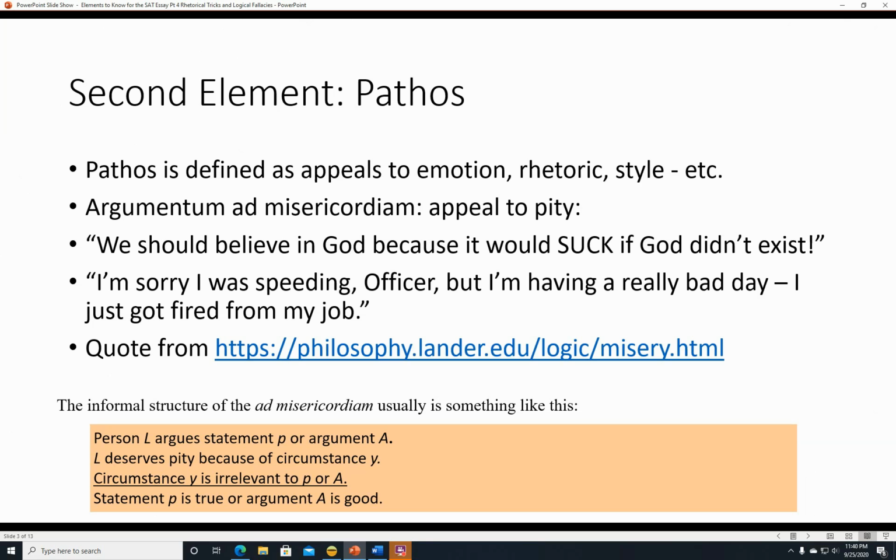So that would literally be, I'm pathetic, I'm sad. So one argument might be, we should believe in God because it would be really horrible. It would just suck if God didn't exist. Or, I'm sorry I was speeding, officer, but I'm having a really bad day. I just got fired from my job.